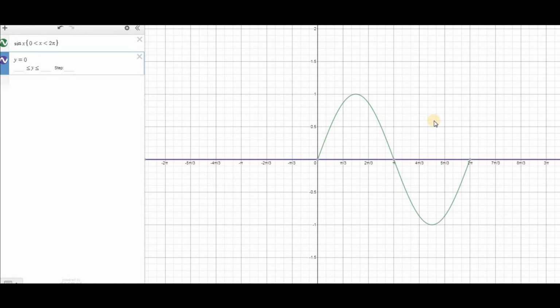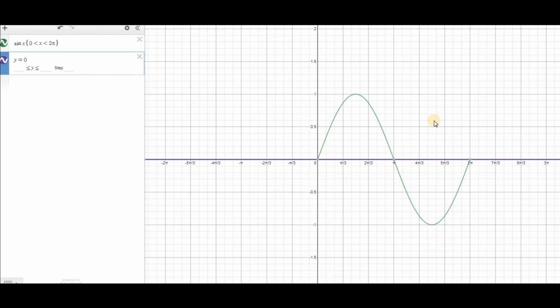This is called the centerline or equation of the axis. As you see here, the graph goes up by 1 unit and goes down by 1 unit. This is called the amplitude. So the amplitude of the sine function is 1. Now let's talk about vertical shift or vertical translation.